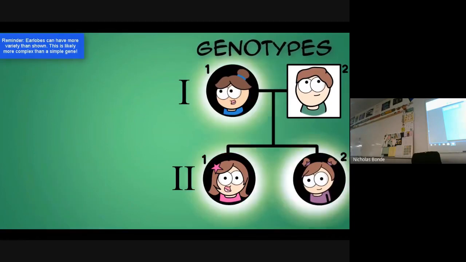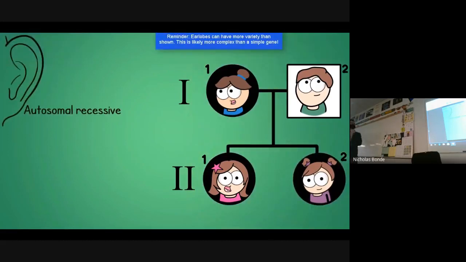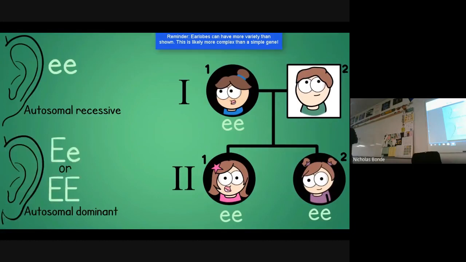Well, the shaded ones would be easy, because we just mentioned that attached earlobes is the trait we're tracking, and it's an autosomal recessive trait. So if we use the letter E, then these shaded shapes must be lowercase e. Any capital dominant letter, and the individual would have to have free earlobes and not be shaded. So let's look at individual 2 in the first generation. That's our father. He's not shaded, so he can't be little e.